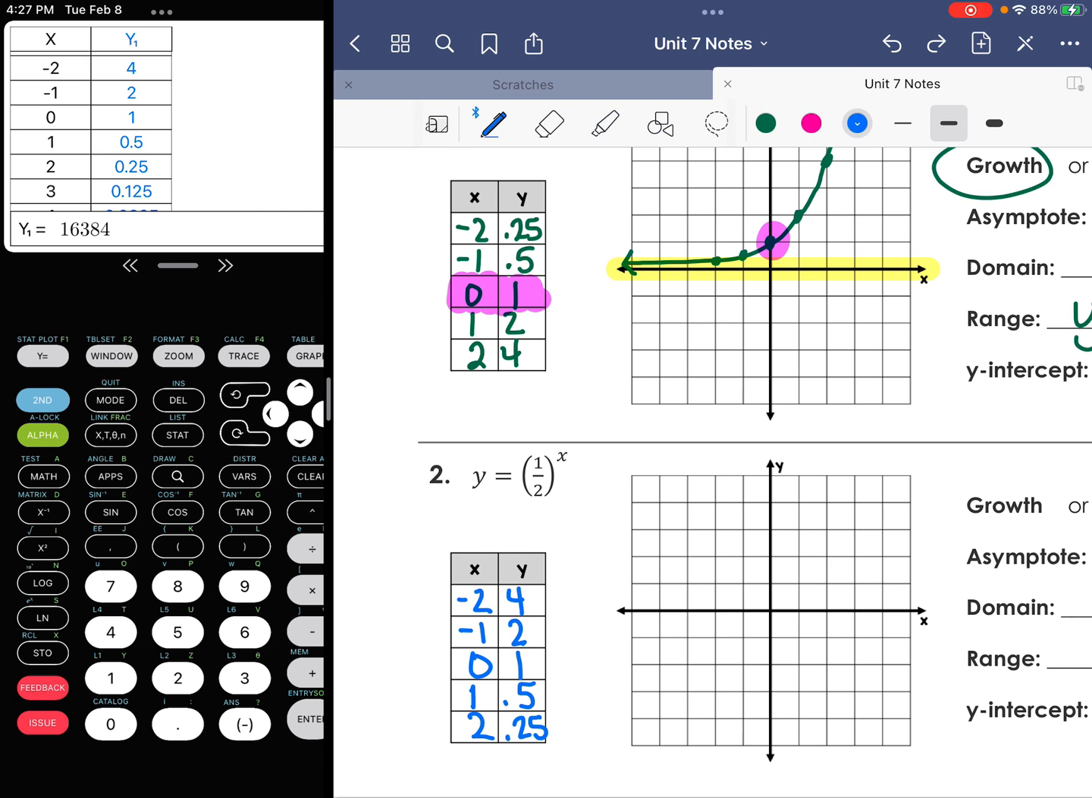So when we get ready to graph this, we're going to do -2, so left 2 and then up 4, and then negative 1, 2, 0, 1, 1 goes with half, and 2 goes with 0.25. And so you can see this is going to start up here and then curve and flatten out.